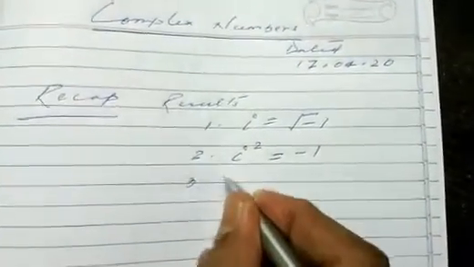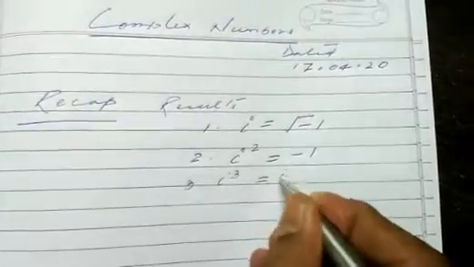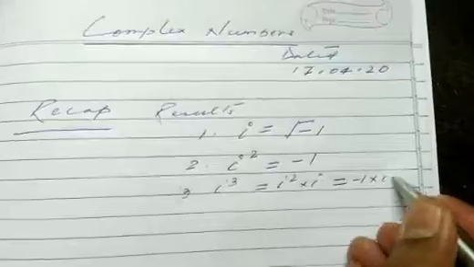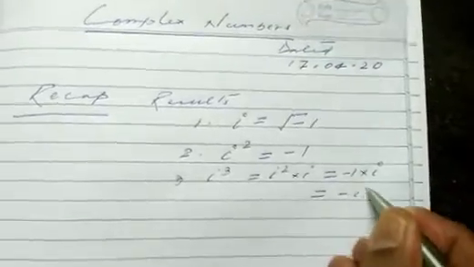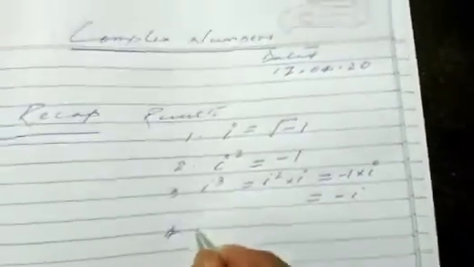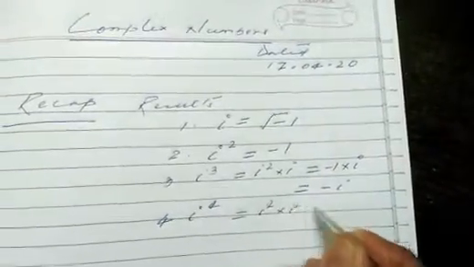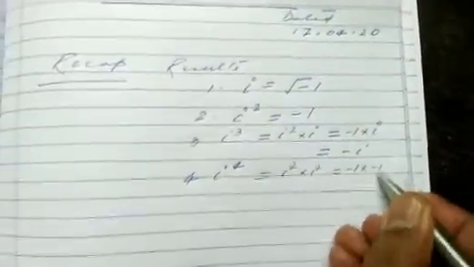When we go with i cube, it will be i square into i, and we can write that as minus 1 into i, and that will be minus i. And the fourth is iota to the power 4, that is i square into i square, and this is minus 1 into minus 1, and that's 1. So we have gone through that in the previous class.